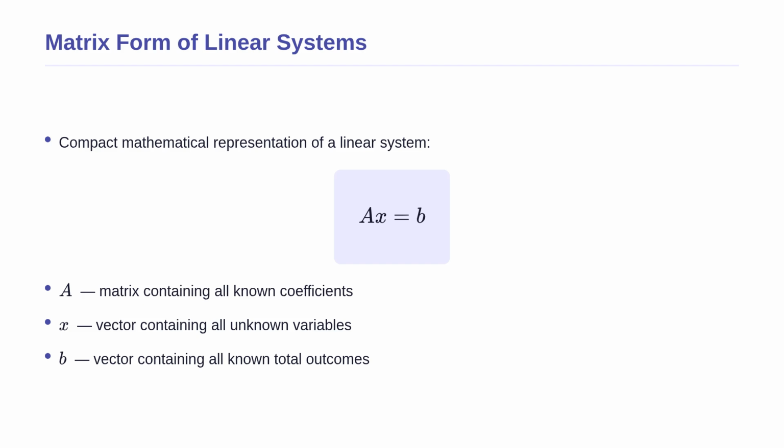If the values in matrix A change, the relationships between our variables change. If vector b changes, the final targets we are aiming for shift.